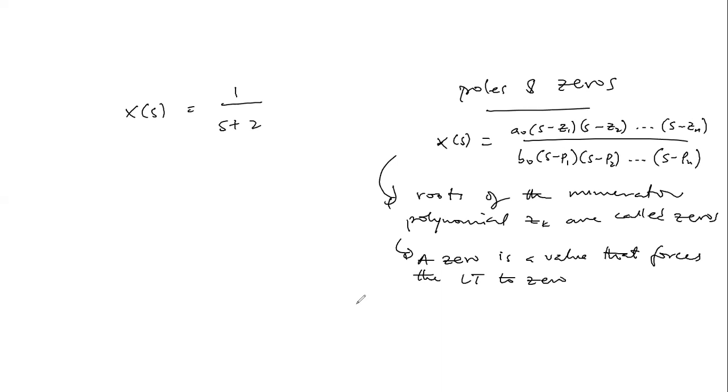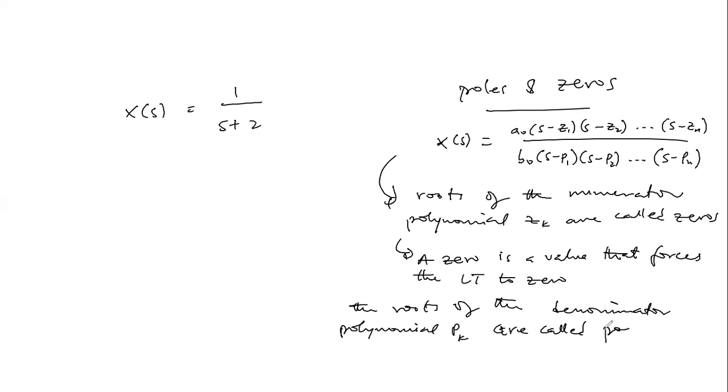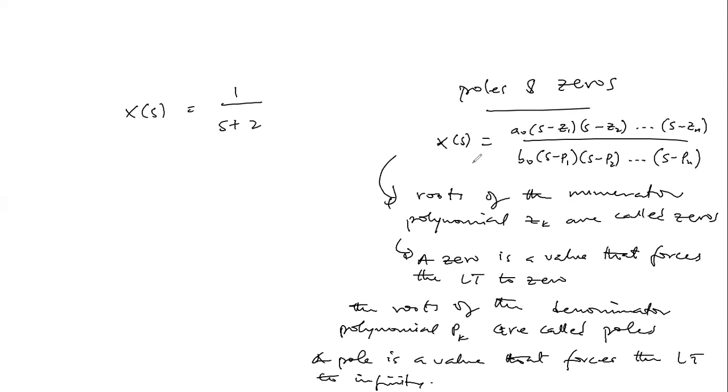Now, the roots of the denominator polynomial, p sub k, are called poles. Okay? And a pole is a value that forces the Laplace transform to infinity. So you imagine p, the roots here forms 0. So anything over 0 will be infinity.